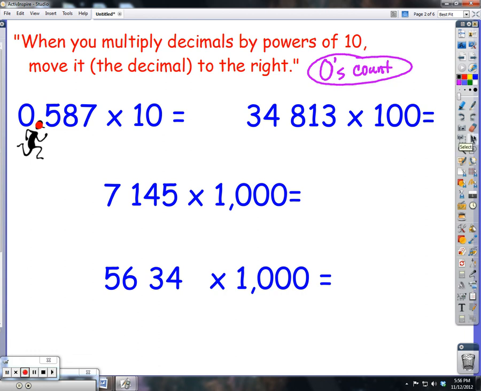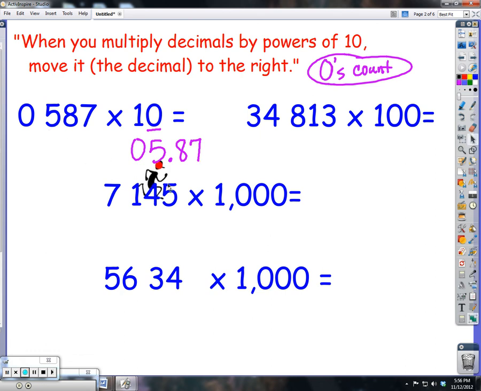So for example, on our first problem here, we have 587 thousandths multiplied by 10. Well, there is 1 zero in 10. So we move the decimal to the right 1 place. So our answer would be 5 and 87 hundredths.